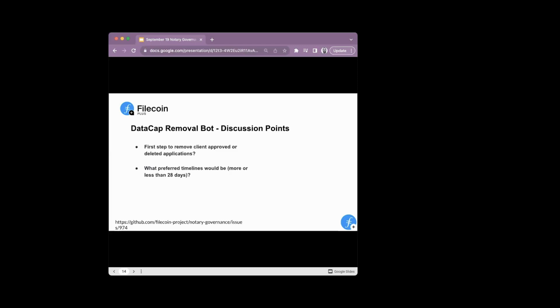Nice. And then Simon, one question I've seen is talking about the first step to remove. Yeah. So thank you, Kerry. That is the next discussion point, which is maybe starting with this proposal, we can remove DataCap from the applications that the client either approved, self-closed, or deleted the application itself. Our reasoning behind this is that it shows the client has lost interest in the onboarding project itself, as if they were to say that they would like the application to be closed, or if they delete the application itself, the bot would remove DataCap from that wallet.